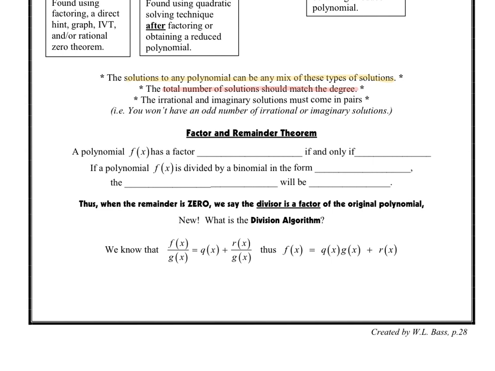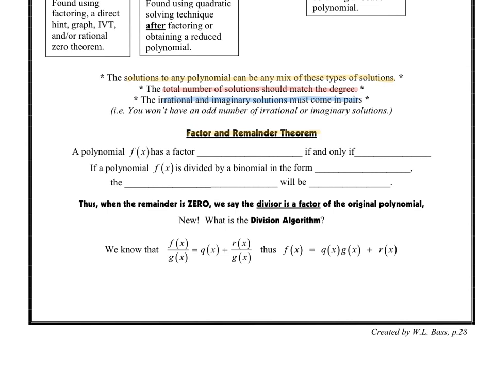And then also, irrational and imaginary solutions have to come in pairs. So you can't have an odd number of them. I think we got those from the quadratic formula that had that plus or minus. Now, the factor remainder theorem down here, I'm confident that you did in your Algebra 2 classes.